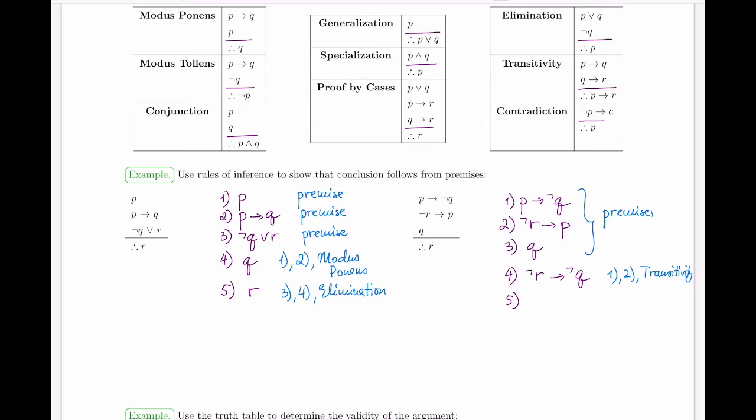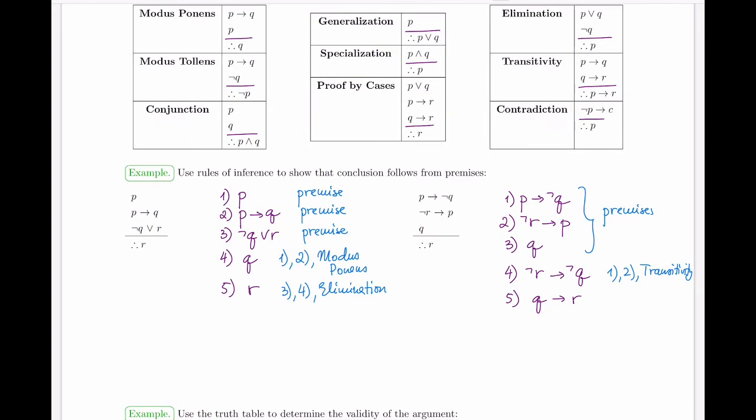So the contrapositive says we're going to flip the order and negate both sides. So the contrapositive of not R implies not Q will be Q implies R. Okay, and this is taken straight from number 4 as a contrapositive.